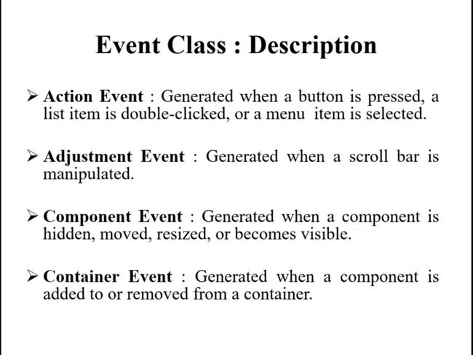ActionEvent is generated when a button is pressed, a list item is double clicked, or a menu item is selected. Then the action event is generated. The next one is AdjustmentEvent. AdjustmentEvent is generated when a scroll bar is manipulated.